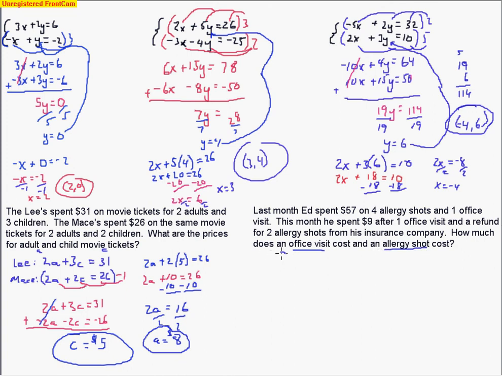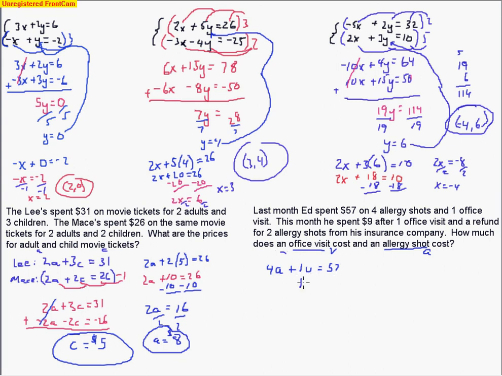So let's try writing that first equation. It's a value equation, so we have 4A, because 4 times the cost of an allergy shot, and 1 office visit, so we're going to go with V for an office visit, so it doesn't look like an O. And so we have 4A plus 1V equals 57. Reading the next equation, it says this month he spent only $9 on everything. So he spent $9 on one office visit and a refund of 2 allergy shots.